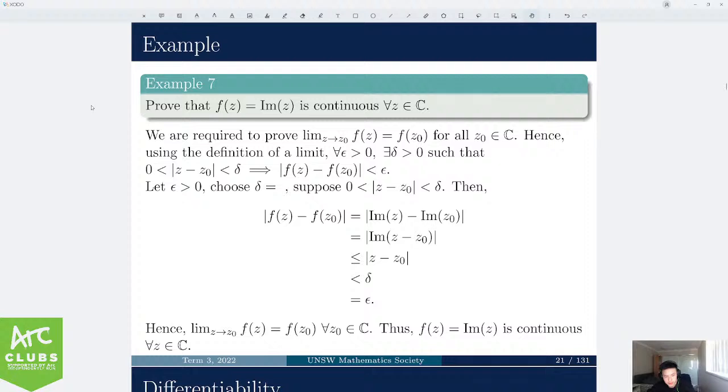Hence, the limit is equal to the function value for all z0 being in the complex numbers, and hence f of z is continuous for all z in the complex numbers.